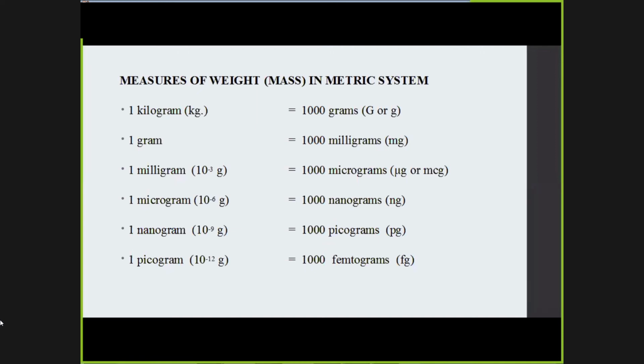Hospital pharmacy, remember the diagrams, hospital pharmacy, clinical pharmacy. So practice of pharmacy in hospital setup, government or private. Clinical pharmacy includes the application of pharmacy in patient care.